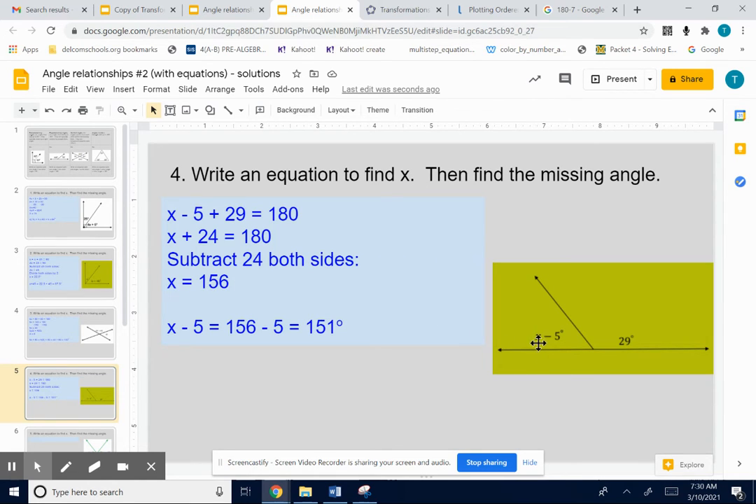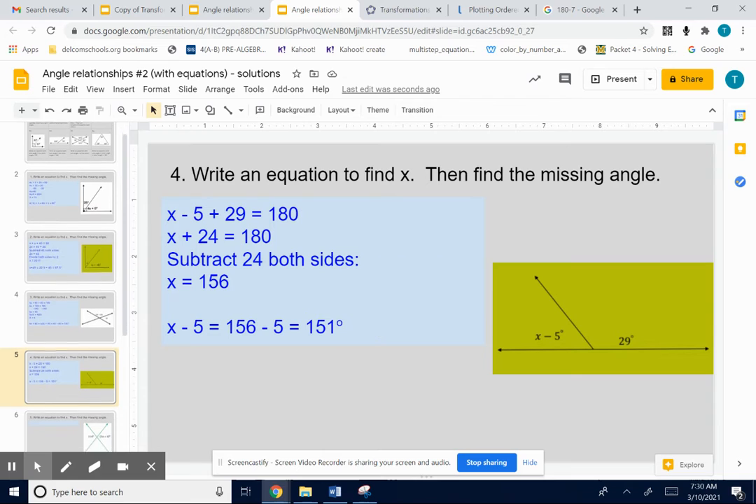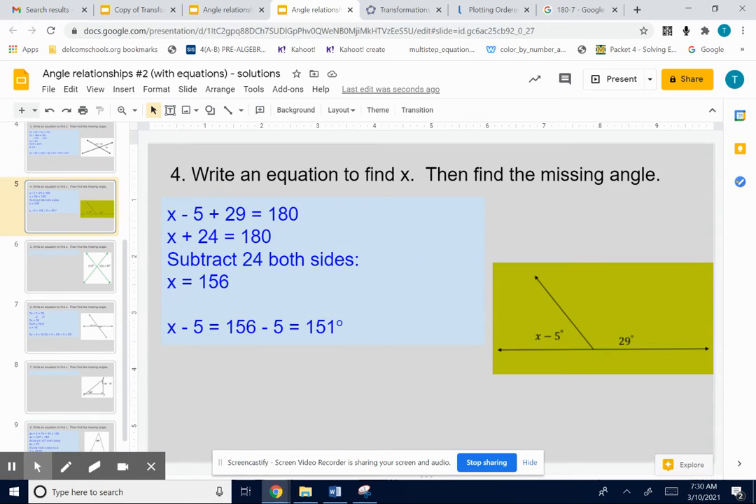Once we know that x is equal to 156, we can take 156, put that in for x, and take 156 minus 5. And that's equal to 151. Let me know in class or by email if you're having trouble with these, if you're at home.